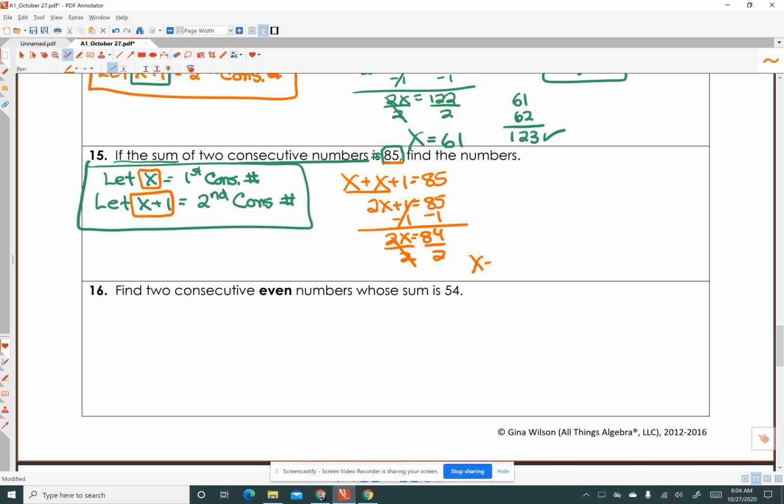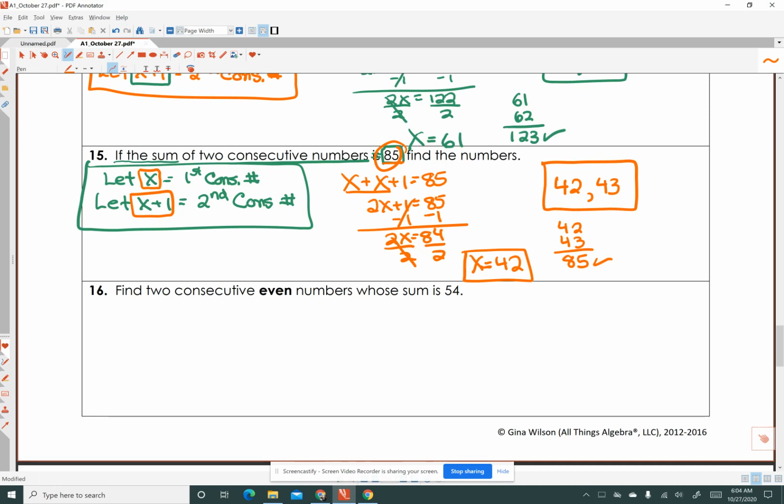And x equals 42. And in Hitchhiker's Guide to the Universe, I believe that is the answer to all the questions of the universe. What is 42? 42 is the smaller number. So the next consecutive number must be 43. So let's check and see if our answer works. So let's add 42 plus 43. And if they equal 85, as we are told, then our answer checks. So these are our two numbers, 42 and 43.